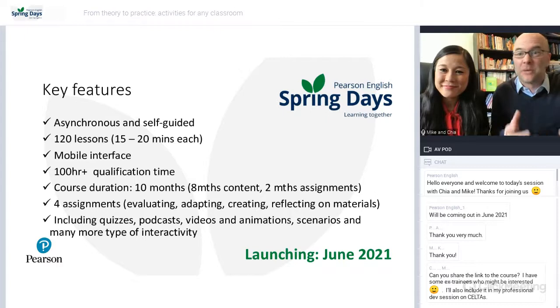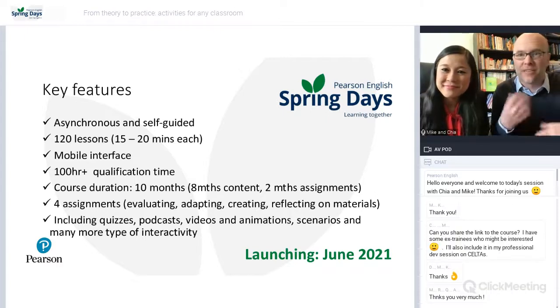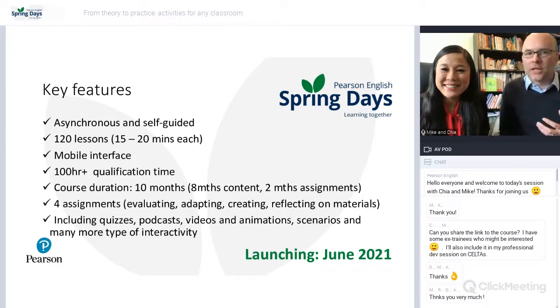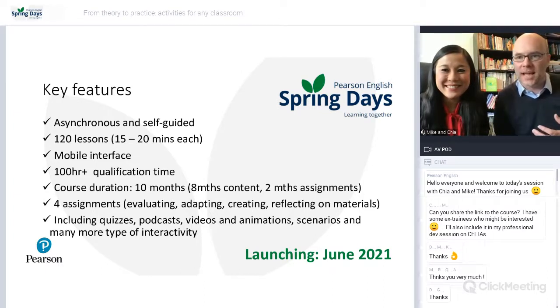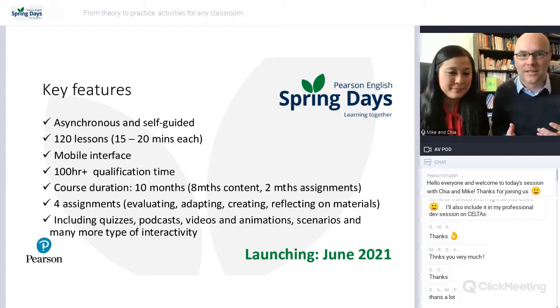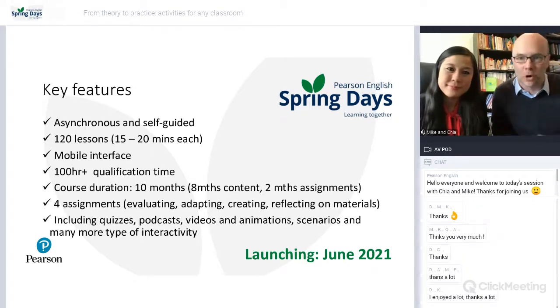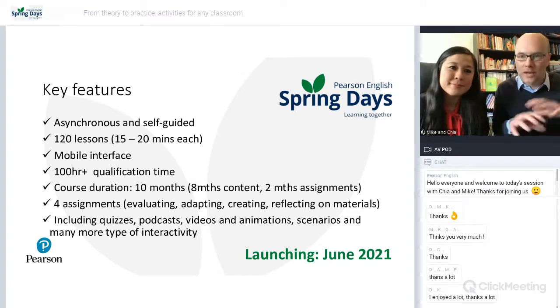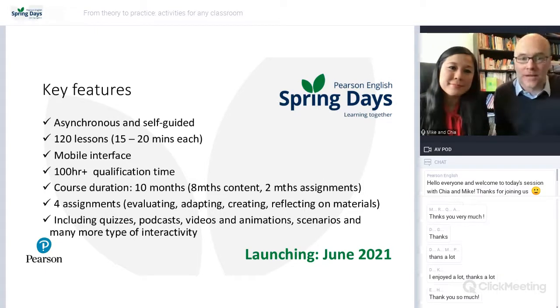You might be thinking, well, tell me, how's the course structured? How does it fit together? What's my learning experience going to be like? And so we've also acknowledged that these days we all want shorter bites of input that is immediately usable in whatever context we're learning in. And so we've created 120 what we're calling micro lessons that you can do on a laptop or on a mobile phone. They'll take you 15 or 20 minutes to do them. And overall, it leads you to 100 hours plus of qualification time.